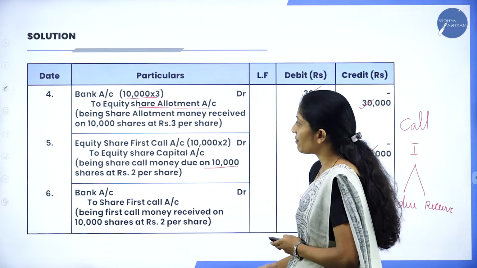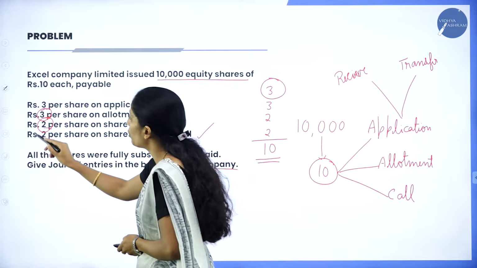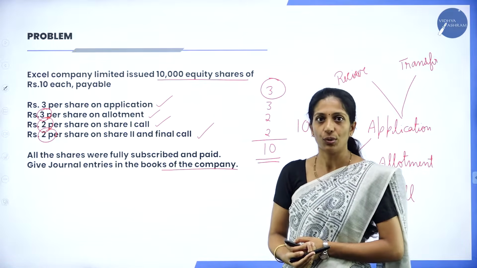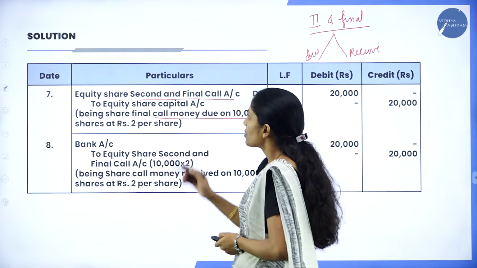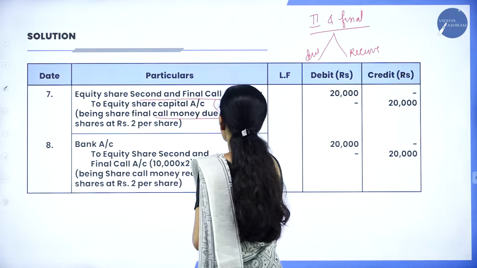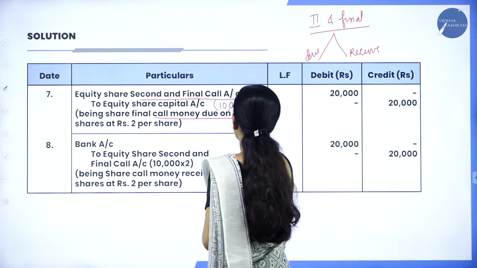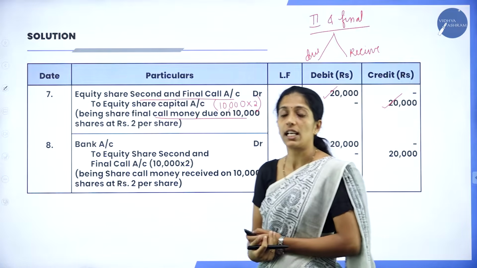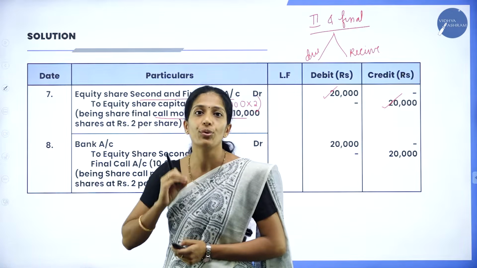Now let us see what the final call amount is. That is 2 per share. So what would be your amount then? 10,000 into 2, that is 20,000. So here you can write it as 10,000 into 2. So that will be 20,000 on second and final call money. So that is the due amount.